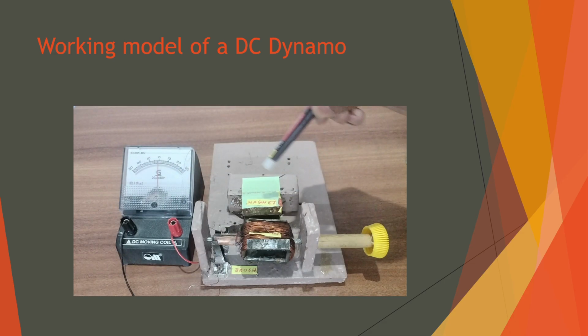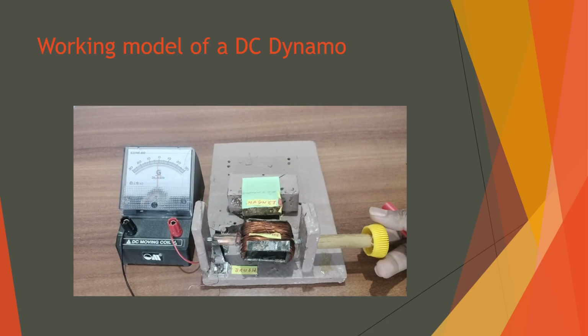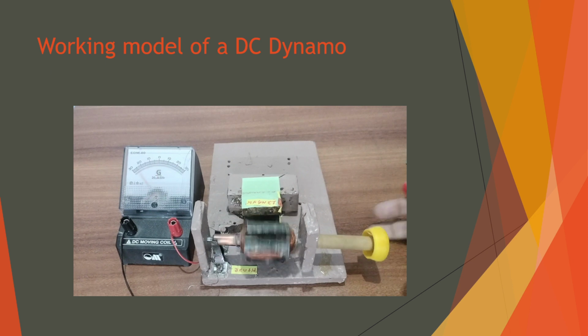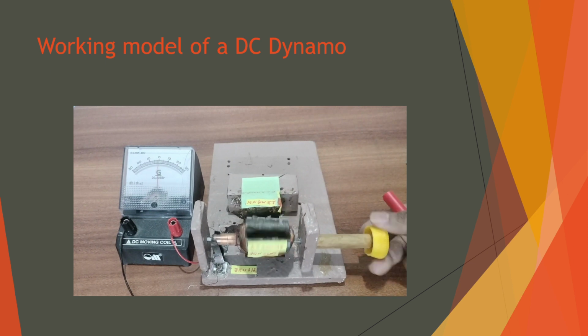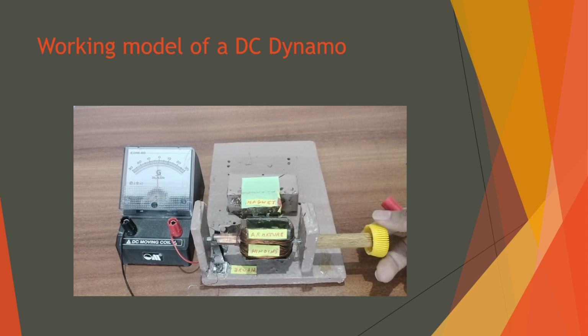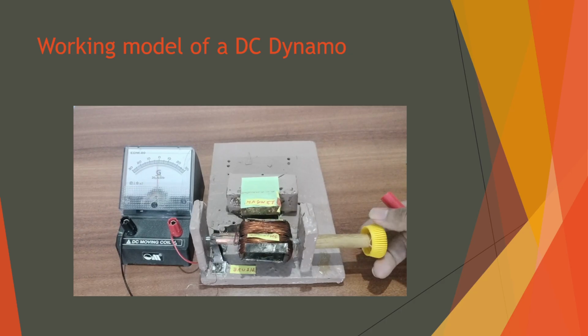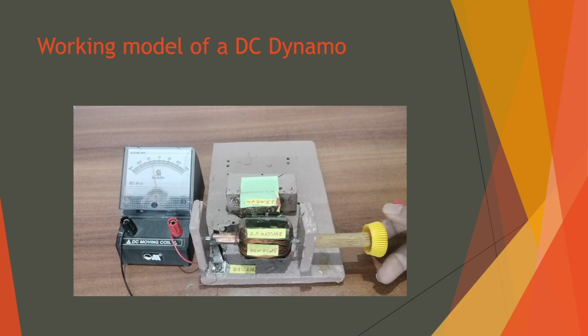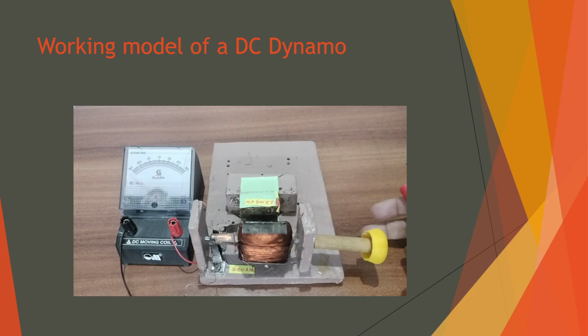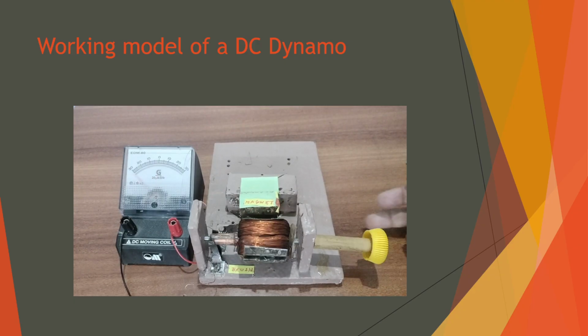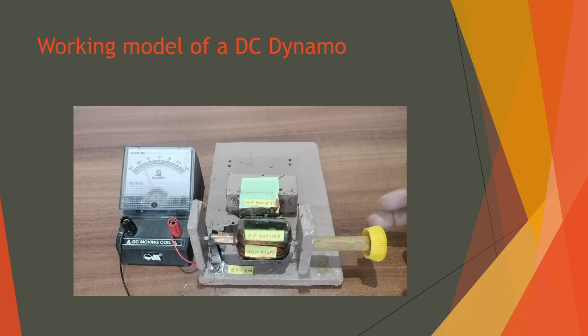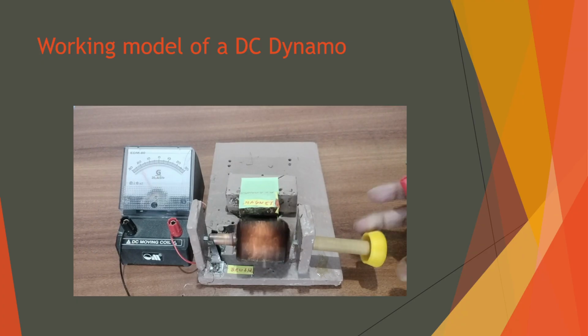Now I have connected this dynamo to a moving coil galvanometer. Now just see, I am rotating this armature. When I rotate this, it produces a current, and there is a deflection in the galvanometer. Can you see this deflection? It's a very small voltage because I am rotating at a very small speed only. If I rotate it at a high speed, then it generates about 1.5 to 2 volts, and it can light a small lamp also.